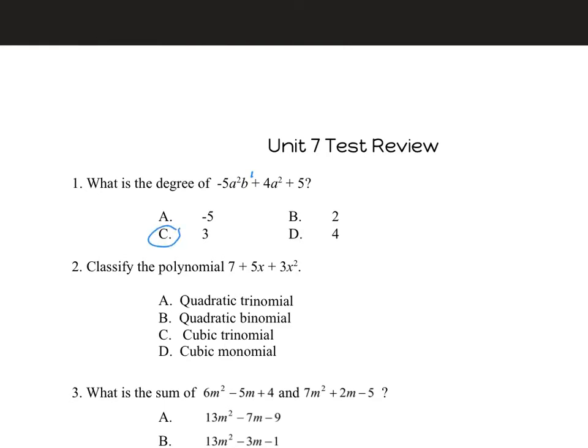In our second question, we're going to classify the polynomial. So we not only need to look at the degree, but we're also going to need to look at the amount of terms. So the highest degree is 2, and so the word that we use for that is quadratic. And so you can go ahead and, let's do process of elimination, cross off C and D. And then when we're talking about the amount of terms, we have 1, 2, 3 terms. So since we have 3, this is a trinomial. So it's a quadratic trinomial.